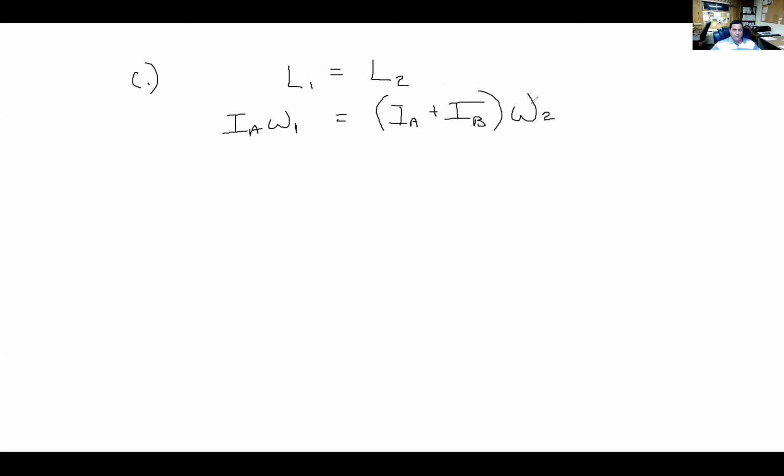So if I solve this for ω2, or angular velocity after they've come into contact with one another, I am going to end up with the moment of inertia of A divided by the moment of inertia A plus B, so this divided by this times that. Okay.